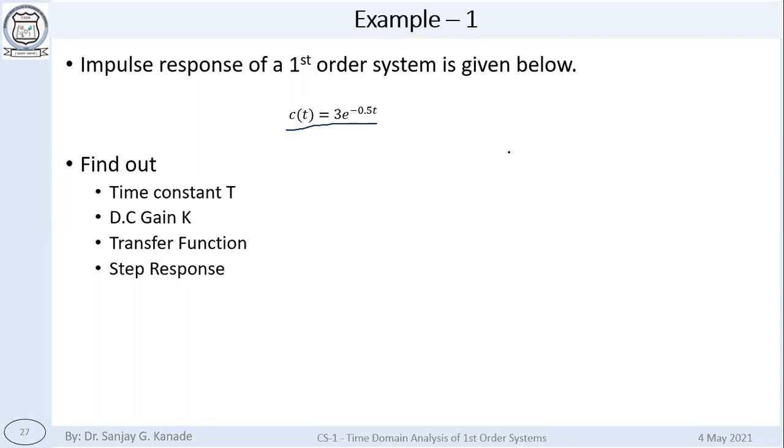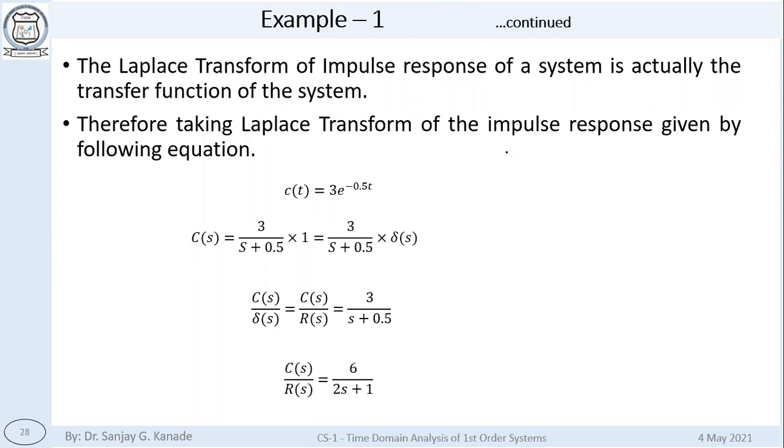Okay. So what now? The first line, again, as I explained yesterday, the Laplace transform of the impulse response of a system is actually the transfer function of the system. Yes, we have seen this yesterday. The Laplace transform of the impulse response of a system is actually the transfer function of the system, right? So if we take the Laplace transform of this impulse response, what will we get? We will get the transfer function of the system.